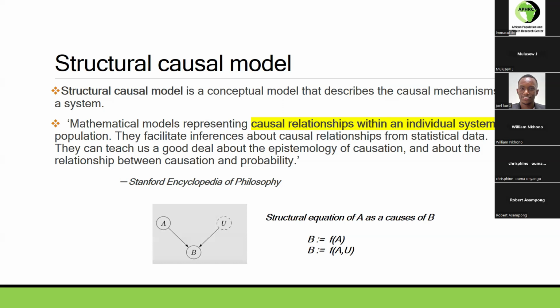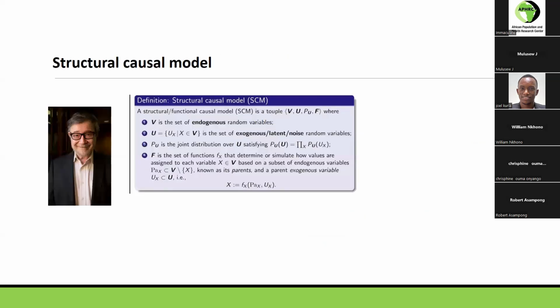But when we write B colon equal, it's just to transmit or to tell our reader that we're saying that B is a function of A. But B can also be written as a function of A and also caused by an unobserved U. Therefore, B can be caused by observed or measured A or unobserved U.